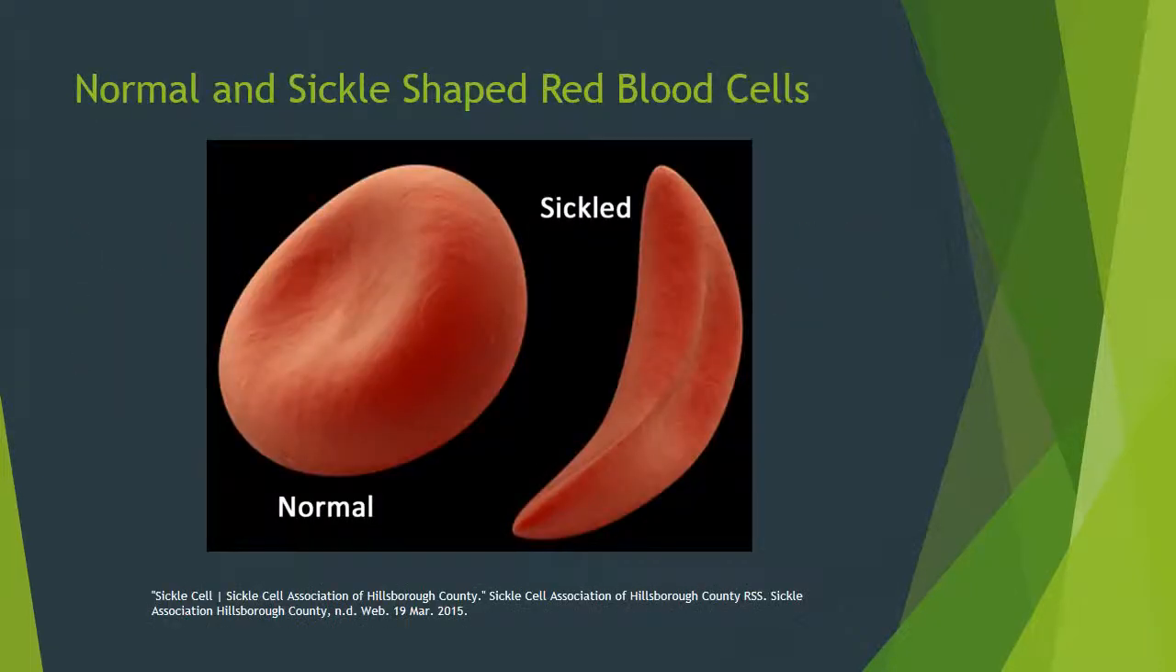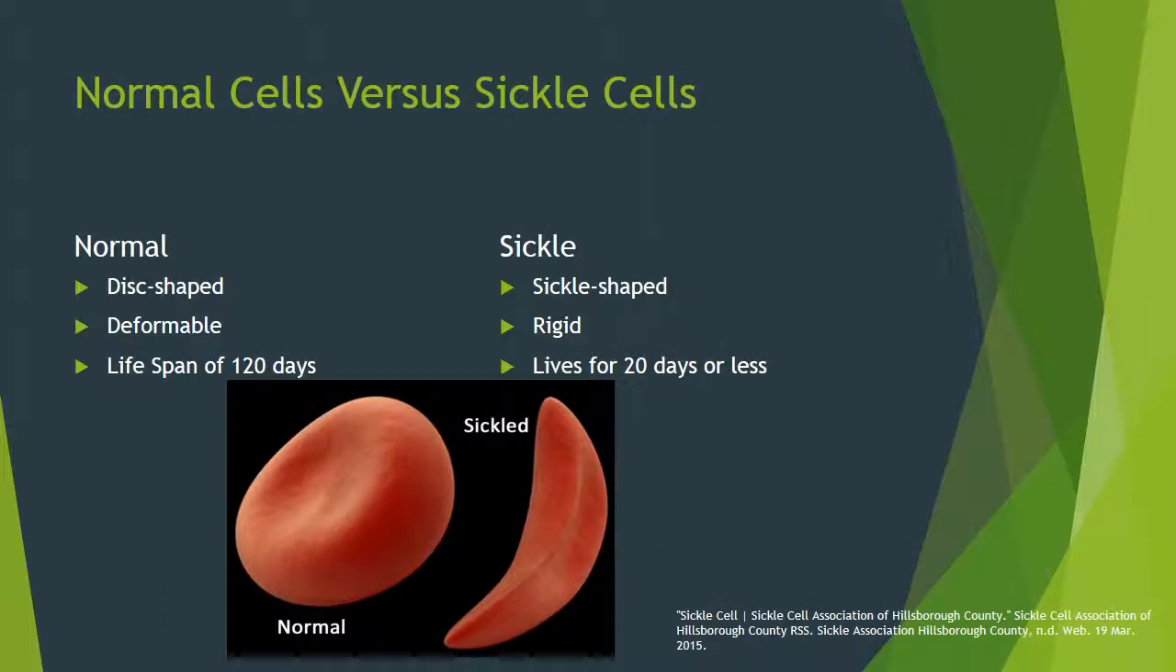Here is just a picture of what a normal and a sickle-shaped red blood cell look like. So here are some characteristics between a normal red blood cell and a sickle red blood cell. As you can see, a normal cell is this shaped, it's deformable, and it usually has a lifespan of 120 days, whereas a sickle red blood cell is sickle shaped, is rigid, and only lives for 20 days or less.